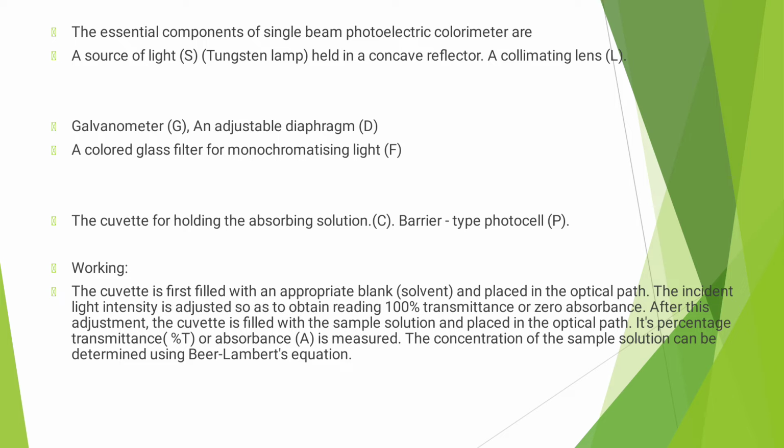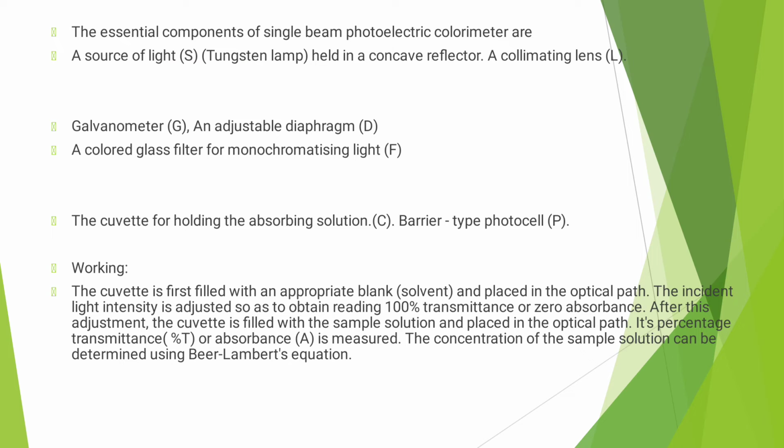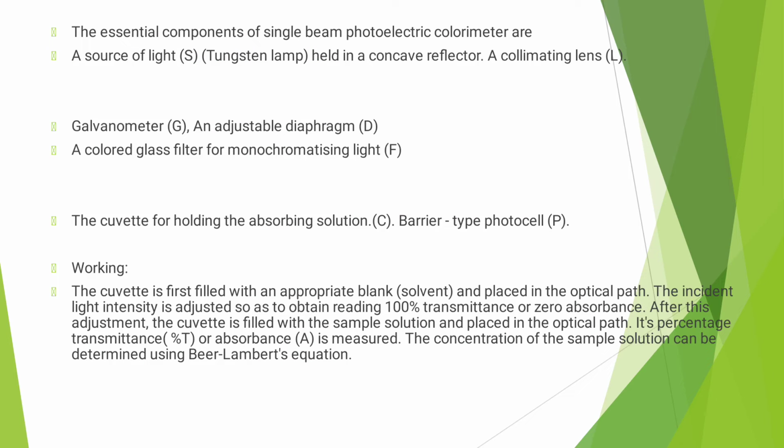So a collimating lens, this is the collimating lens. What are lenses used for, for what purpose? To emerge the beam of the radiation. The next one is the galvanometer G, and an adjustable diaphragm. This is the diaphragm for adjusting the beam, and here the galvanometer to measure the transmittance.